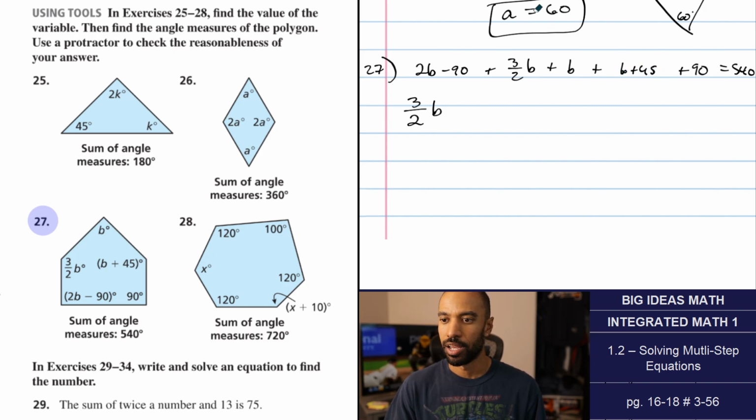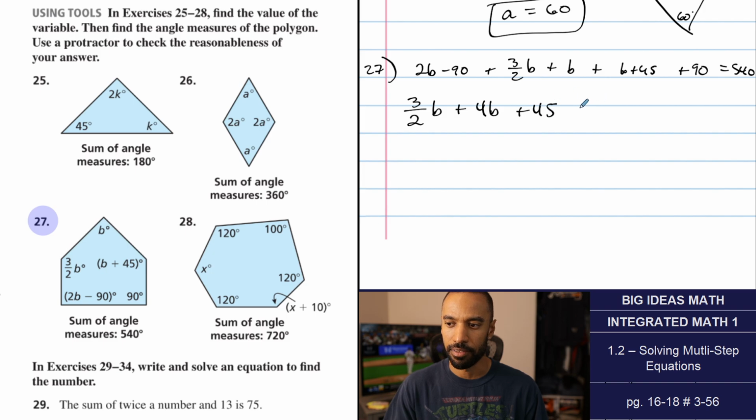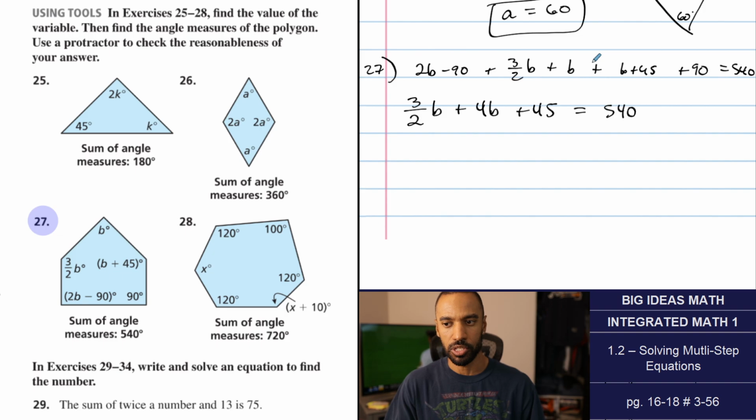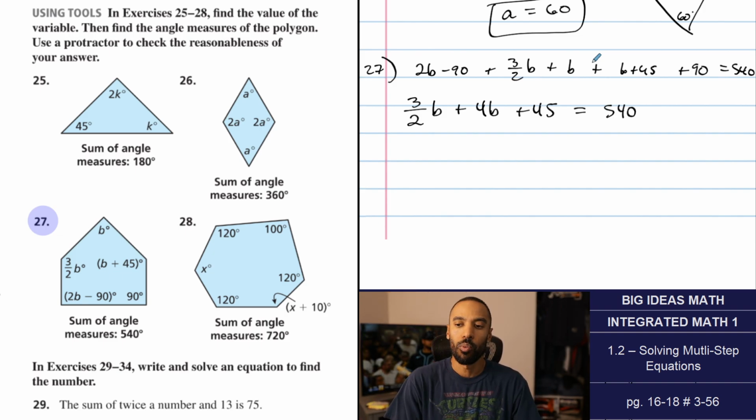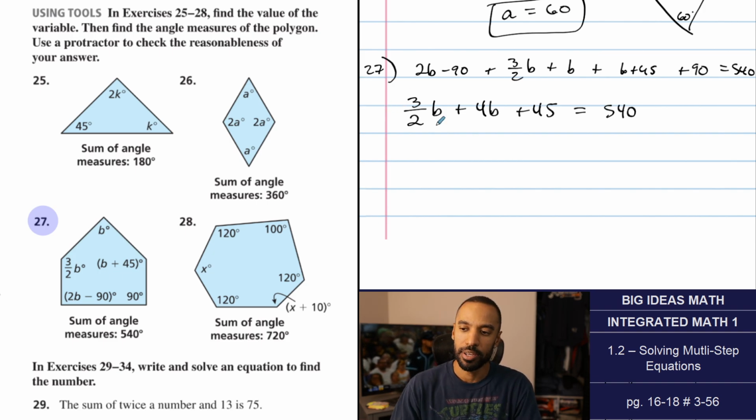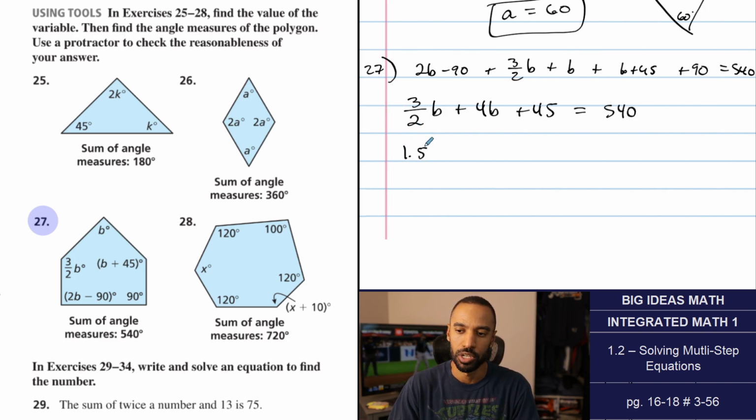So what do I have here? I have 2b plus, and remember, ignore this one right now, 2b plus 1b plus 1b. That's an extra 4b. I have negative 90 plus 90, which is 0, plus 45, which is 45, and this equals 540 degrees. Now, outside of these two b's that still need to combine somehow, we have like terms combined and simplified. So what would you like to do with this? 3 divided by 2 is 1.5. We can do this, 1.5 plus b plus 4b. This is a fine one.